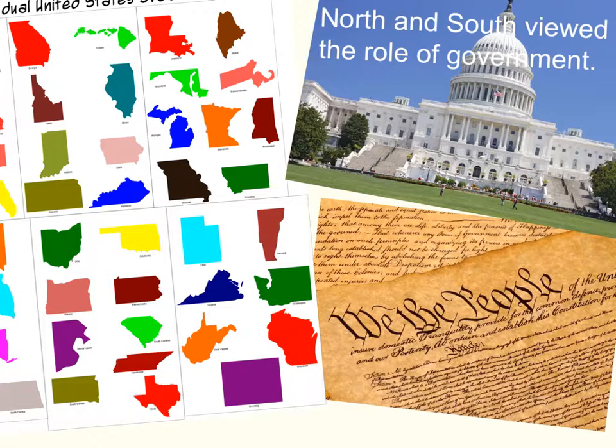Another major difference between the North and the South was how they viewed government. The North favored a strong central government. When we say central, we mean national government, like out of Washington, D.C. The North was also more willing to pay high taxes to provide for local goods and state goods and services. They were okay paying money to build roads and bridges and schools.